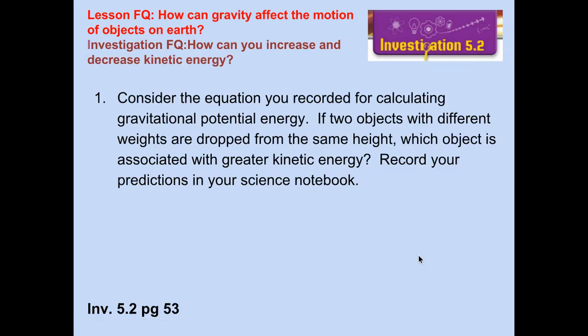As you start Investigation 5.2, there are, I want to say, about 10 steps to get this done. The first one is to consider the equation when you're recording your calculations for gravitational potential energy. And now the question is, if two objects with different weights are dropped at the same height, which object will be associated with greater kinetic energy? You have the solid steel marble, and now you have the acrylic marble that you've used in the past. And here you're going to record your predictions in your science notebook.